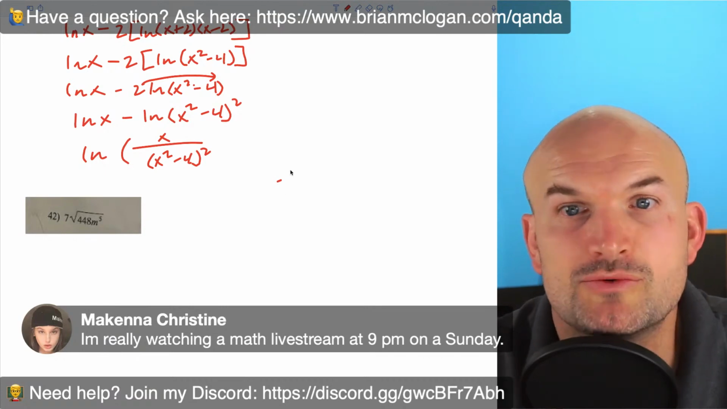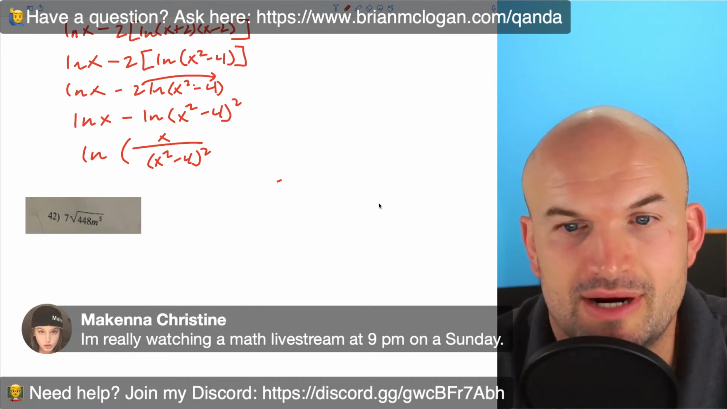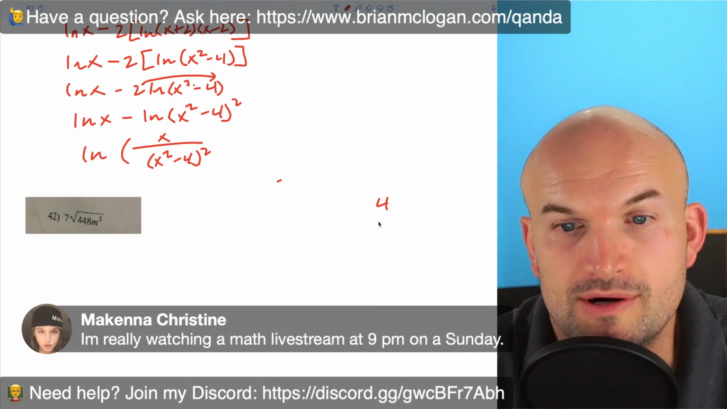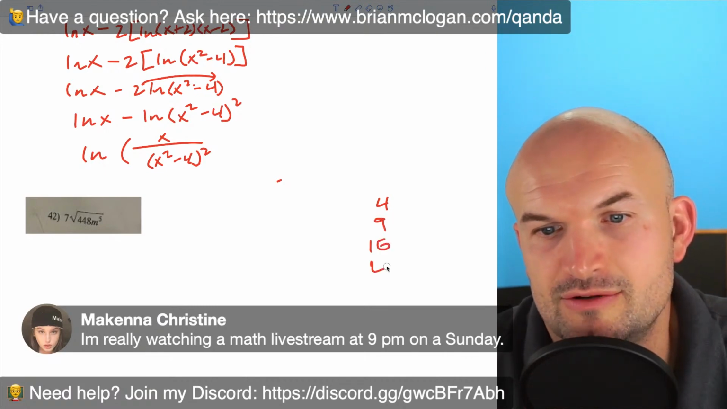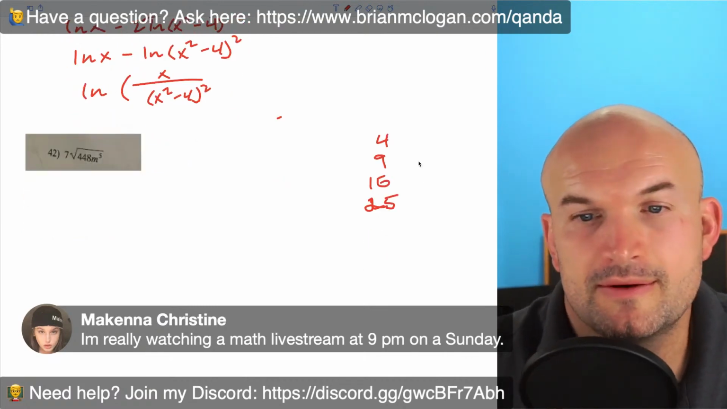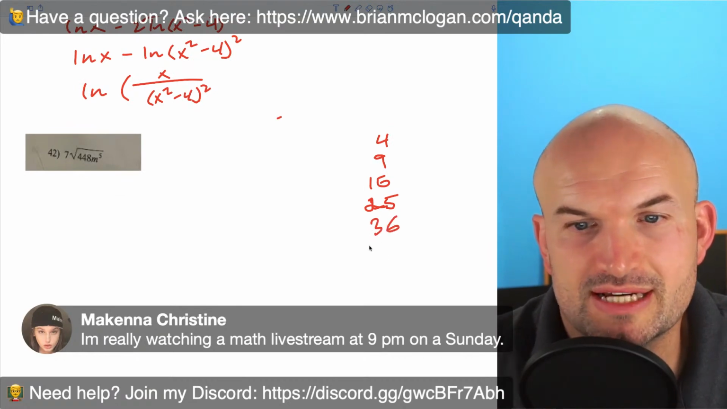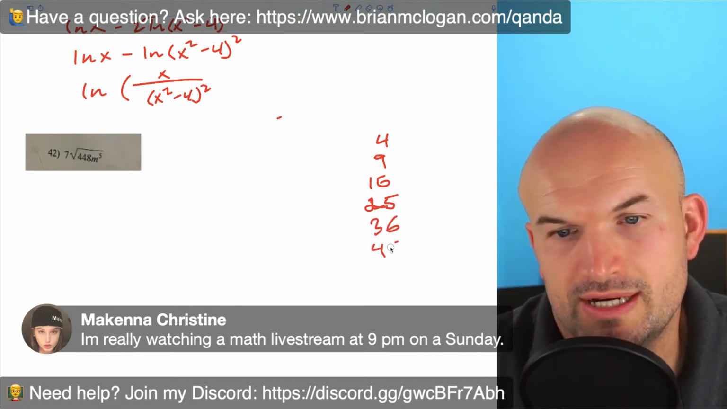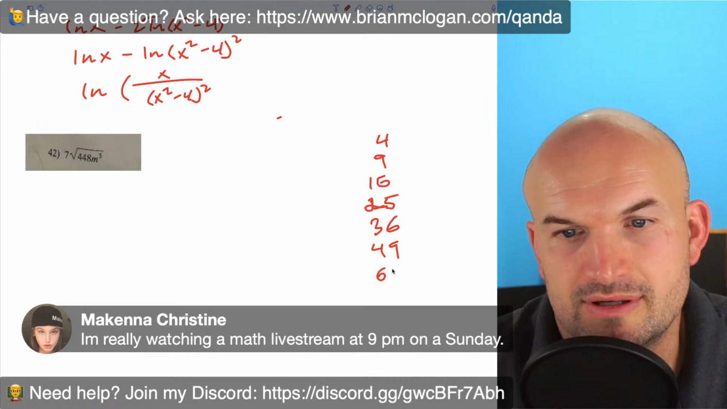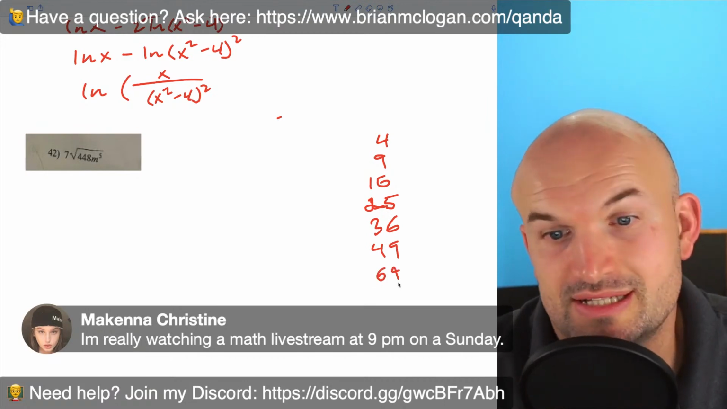What we want to do is find the largest square number that evenly divides into that number, right? So let's start picking some square numbers. We have 4, 9, 16, 25, 36. We have 49. We have 7 times 7, 8 times 8 is 64.